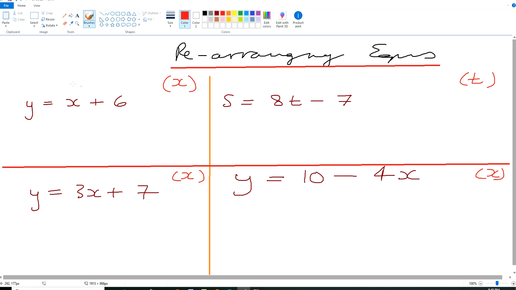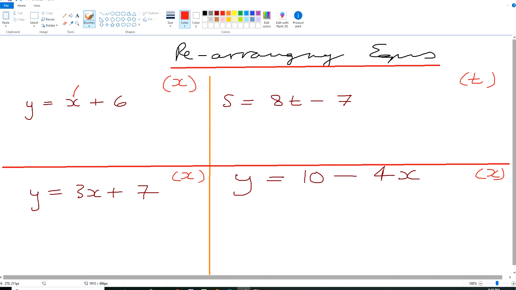At the moment, in this first question, Y is the subject. Subject means Y equals. So we have to rearrange this equation so it says X equals at the end of our rearrangement. That's what it means. At the moment the subject is Y, but we want X to be the subject. So we have to do some algebraic manipulation.